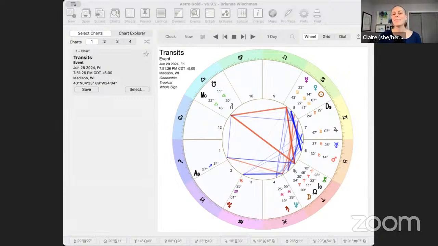All right, Zachary asks, how do you interact with skeptics who regard astrology with disdain? I love this question because I used to be that person.